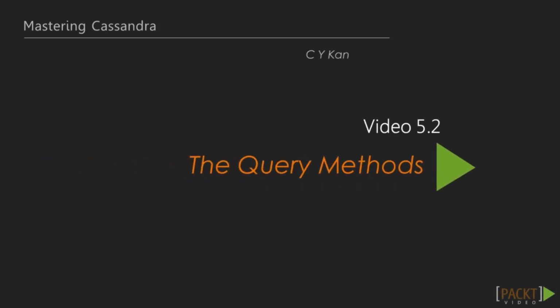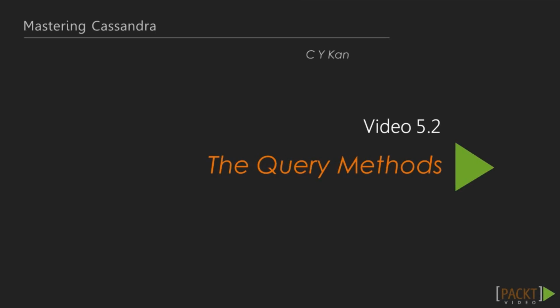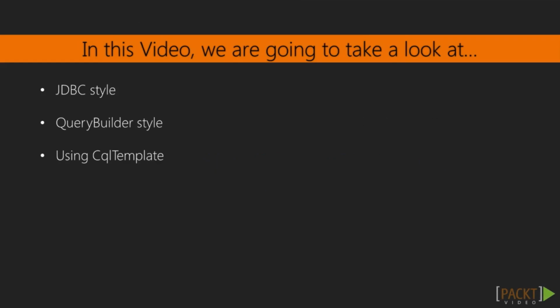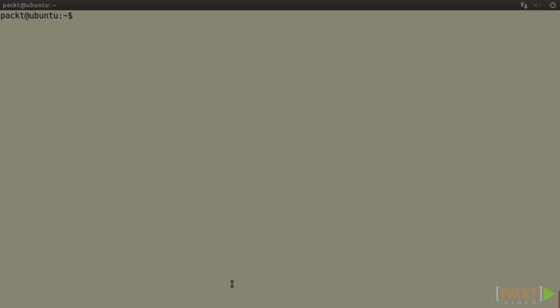Welcome to the second video of this section, Query Methods. In the previous video, we started to learn the basics of Spring Data Cassandra. In this video, we'll tap into the various data access methods provided by Spring Data Cassandra. We'll start from the JDBC style and then the Query Builder style. And we'll use the CQL template class to demonstrate how to use them.